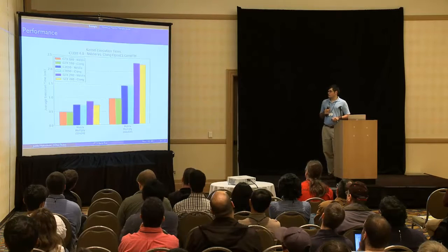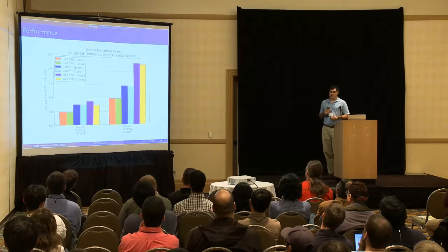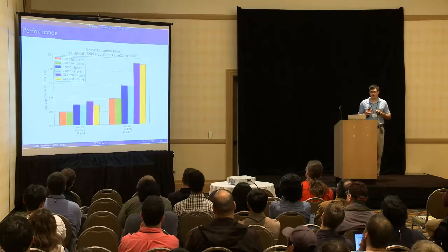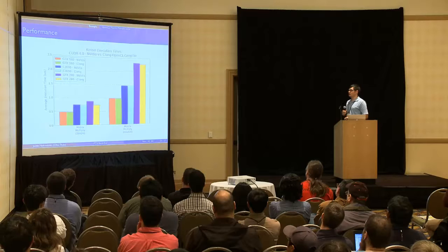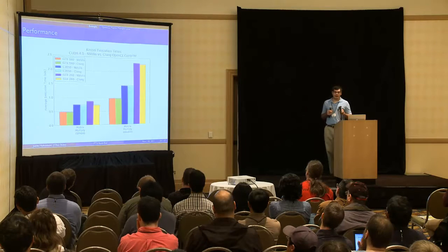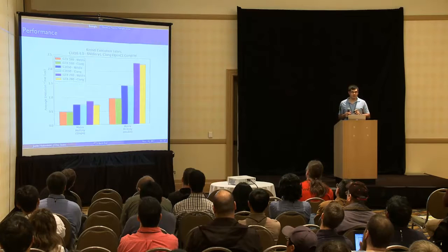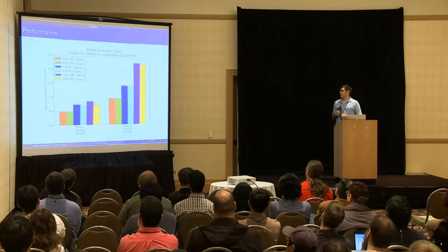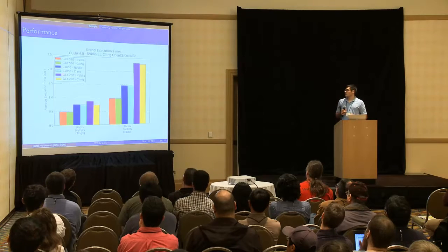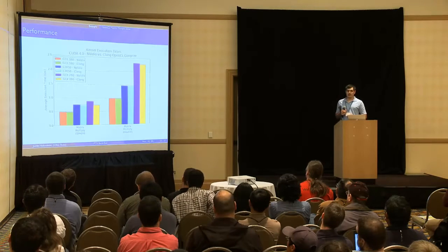The one thing we notice is for the 2 Fermi class cards, the performance is more or less equal. There's no real difference between the actual speed. For the older GTX 280 cards, Clang is actually doing a slightly better job. Here we have average execution time, so lower is better. So the Clang times are now a little bit lower.